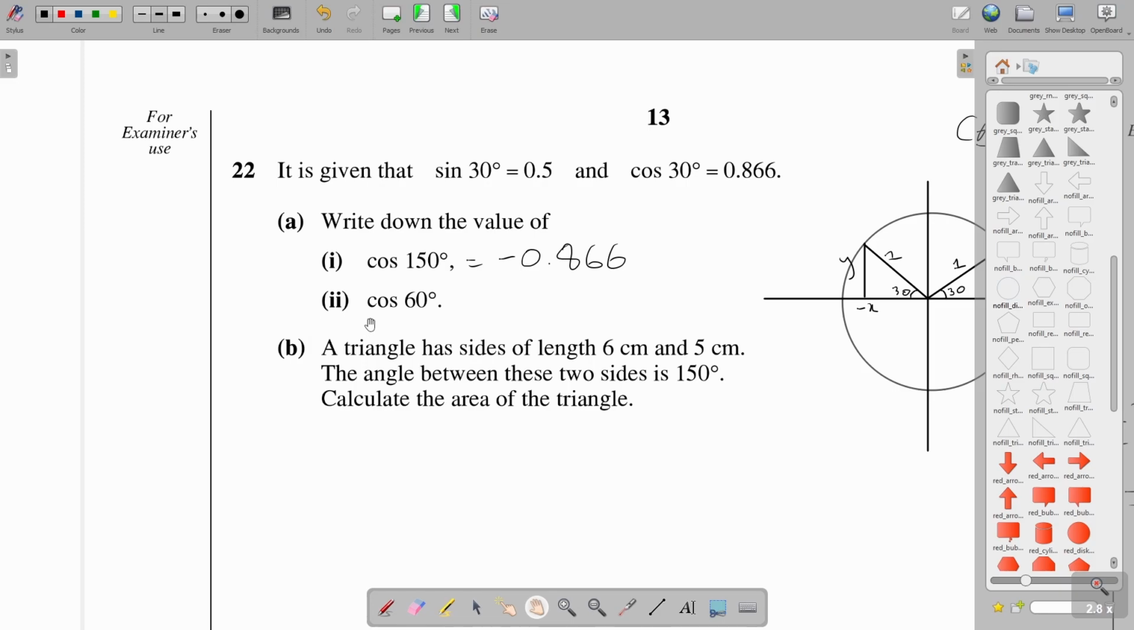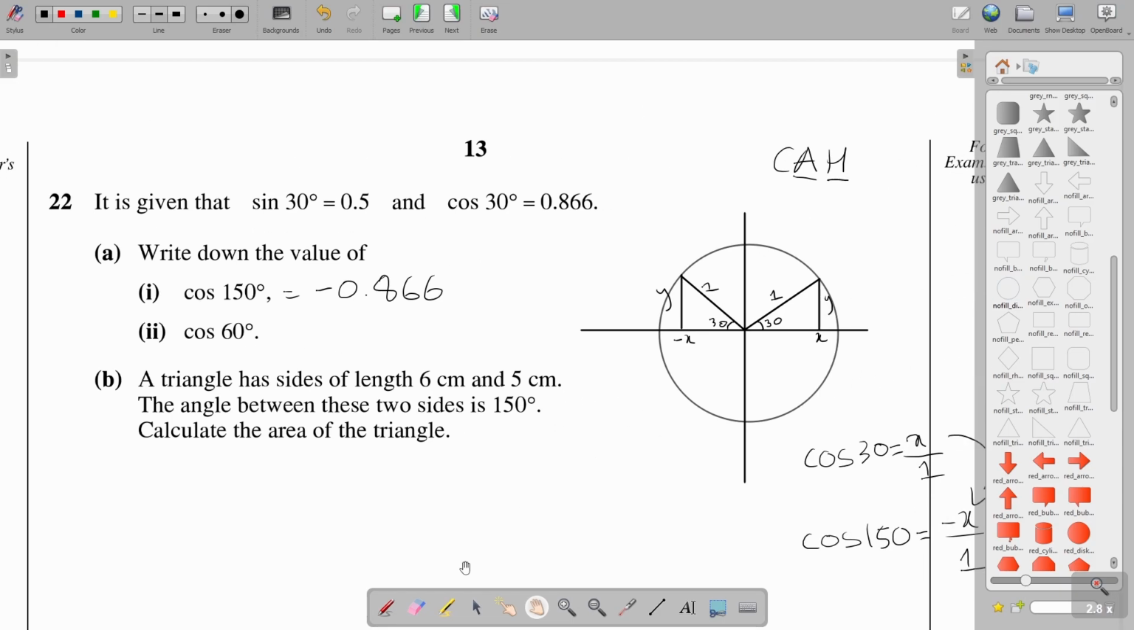Okay, going to the second part, cos of 60. So if this is a right angle triangle, this is 90, this is 30, this would be 60, right? So if we're doing cos of 60, cos is again adjacent over hypotenuse. The adjacent for this 60 is y. So we have y over the hypotenuse, which is still 1. So it would be y over 1, right?